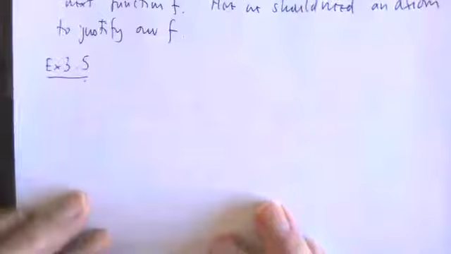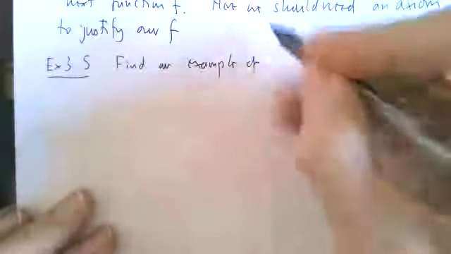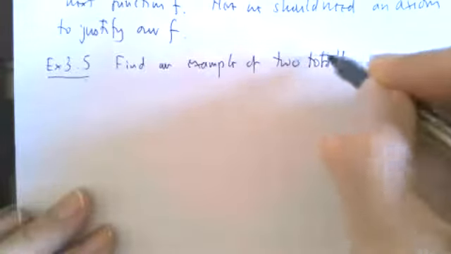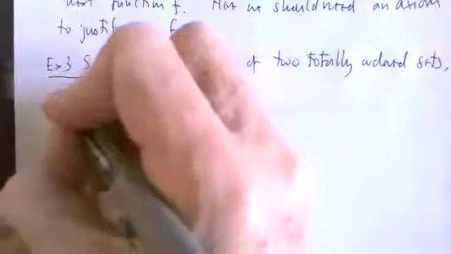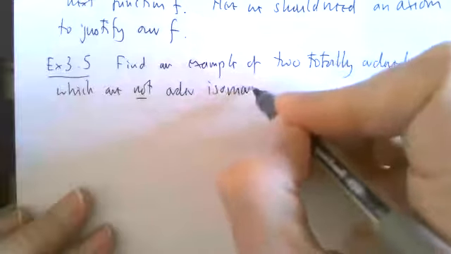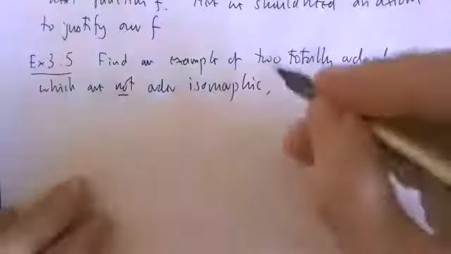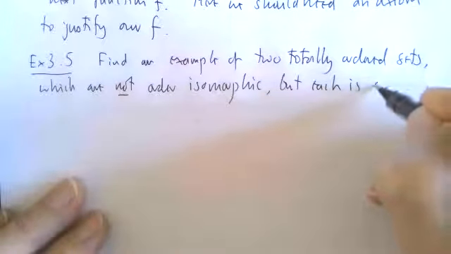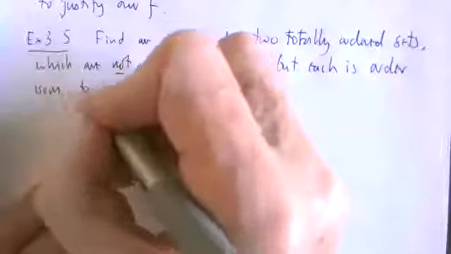Okay, let's look at exercise 3.5. Find an example of two totally ordered sets which are not order isomorphic, but each is order isomorphic to a subset of the other. Each is order isomorphic to a subordering of the other.